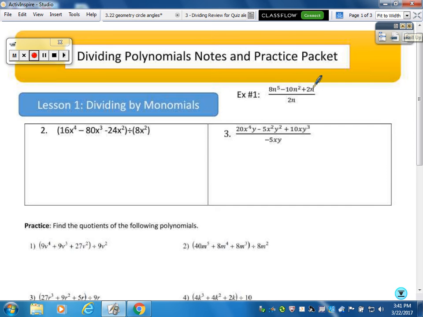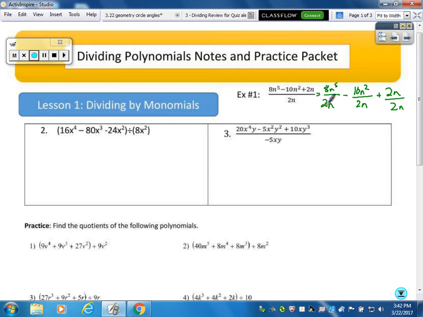This says everything divided by 2n. So that's what you do. Split it up. So it's like saying 8n to the 5th divided by 2n, minus 10n squared divided by 2n, and positive 2n divided by 2n. So what you do is you divide the numbers, but your exponents are going to subtract.